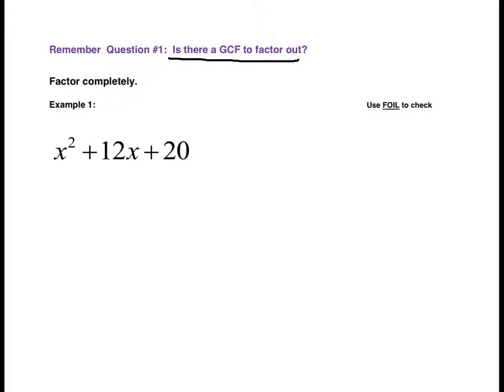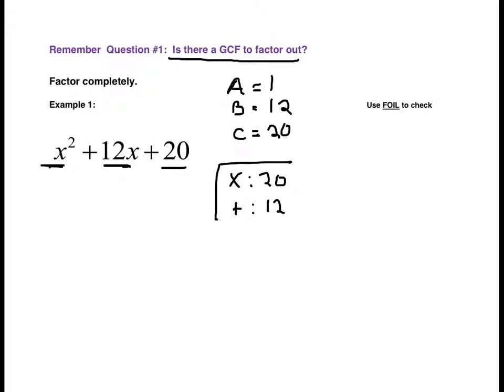So what I'm going to show you is, first we're going to list what A, B, and C are. That's important. So what is A? The coefficient that goes with the x squared. A is 1. And then the coefficient that goes with the x, that's your B. And then C is 20. Okay, so remember, we want to look for numbers that multiply to get 20 and then add to get to 12.